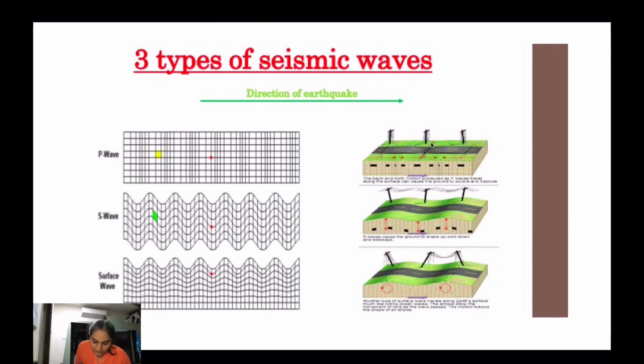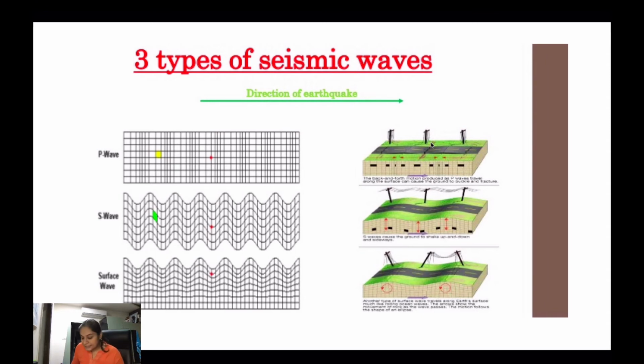The second type of wave is the secondary wave, which travels transversely. It is propagating transversely, so it goes perpendicular. If you see right here, it creates such perpendicular up and down motion. It looks like a water ripple, and it also travels like light.